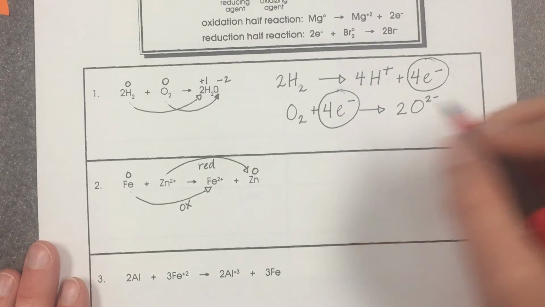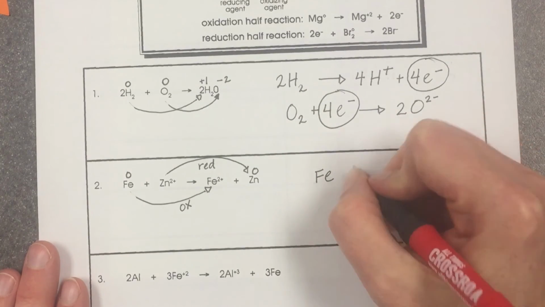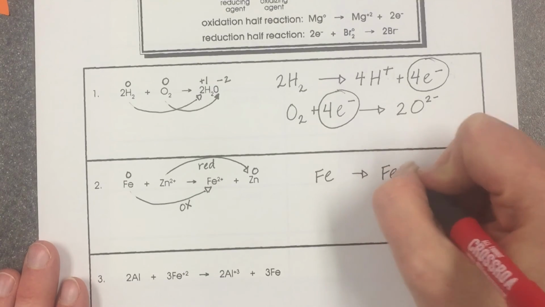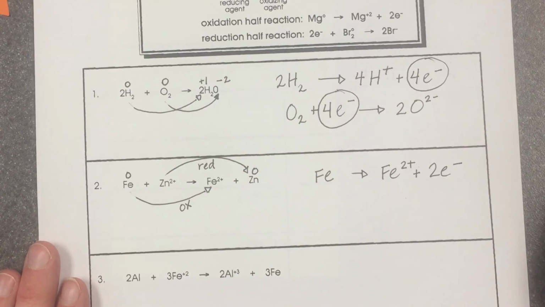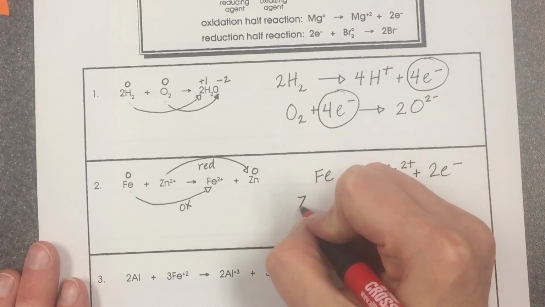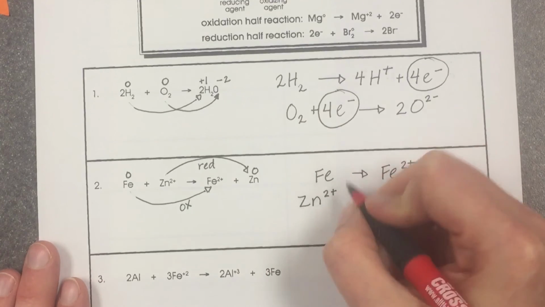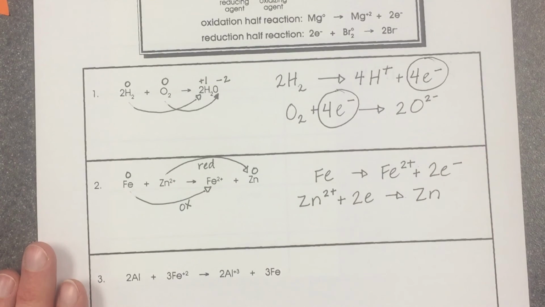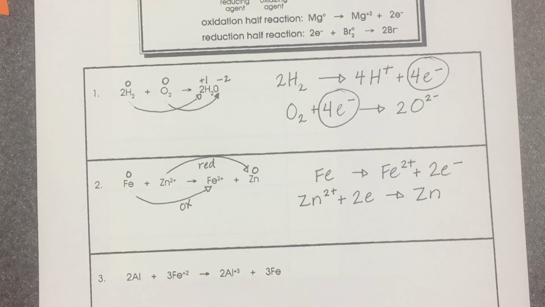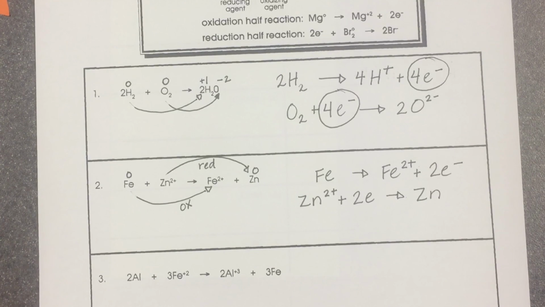So what would my half equations look like? I have iron becoming iron with a charge of 2+, and in the process losing 2 electrons, so that should be part of the products. On the other side, I see zinc with a 2+ charge gaining 2 electrons to become a neutral zinc atom. So that's it. That's what you do. You simply take the equation, assign oxidation numbers, figure out what was oxidized, pull that out, and make that a half equation, and then figure out what was reduced and pull that out and make that a half equation. And we'll work on it some more, but this is the basic process.